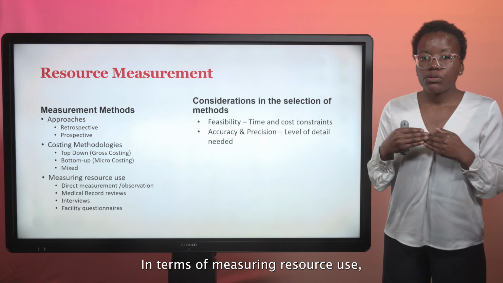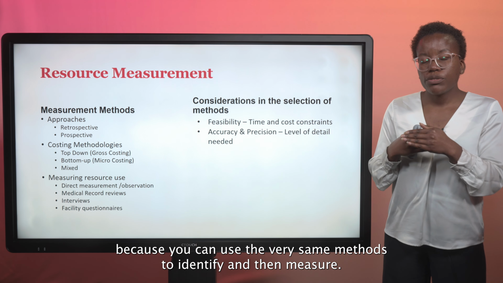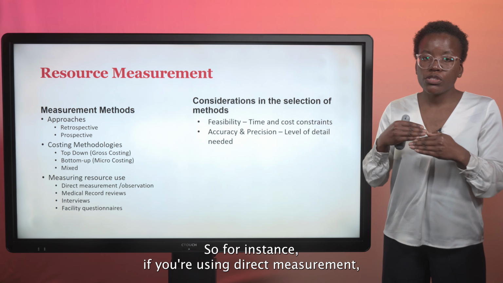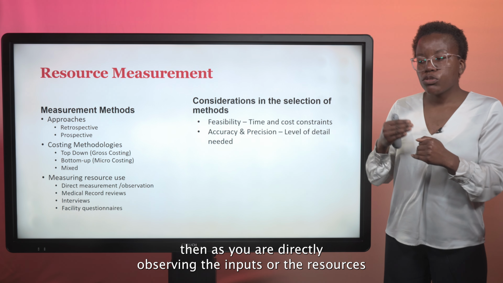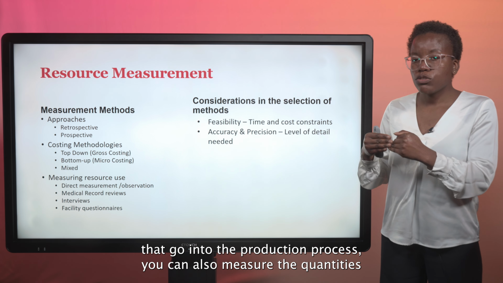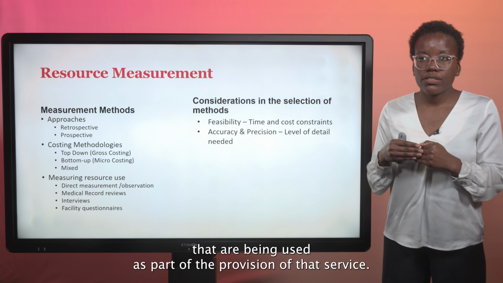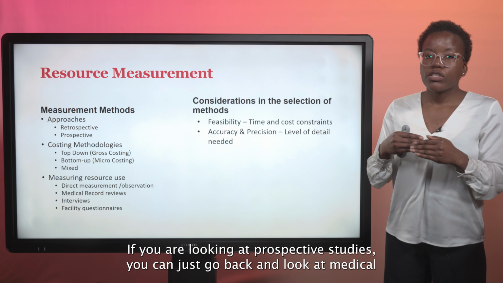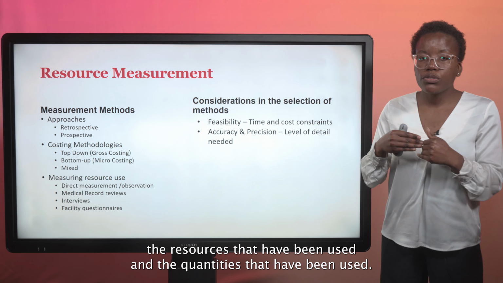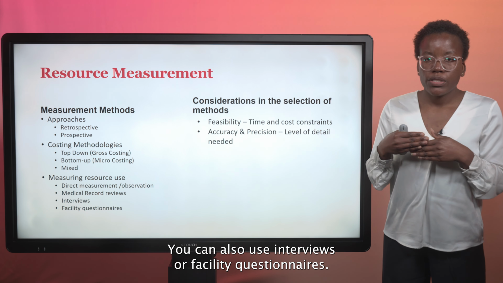In terms of measuring resource use, this is a continuation of the identification part, because you can use the very same methods to identify and then measure. So for instance, if you're using direct measurement, then as you are directly observing the inputs or the resources that go into the production process, you can also measure the quantities that are being used as part of the provision of that service. If you're looking at retrospective studies, you can go back and look at medical records and try to determine the resources that have been used and the quantities that have been used. You can also use interviews or facility questionnaires.